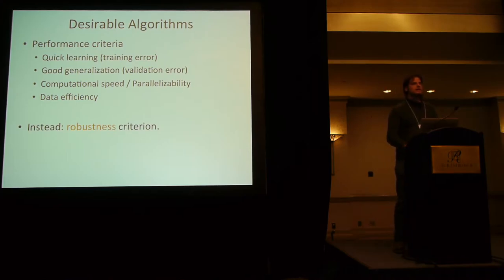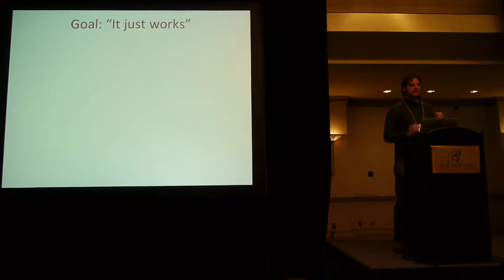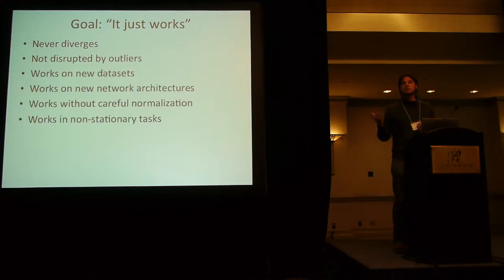And what I mean by that is I would like a stochastic optimization algorithm that just works, so that it works out of the box, and in a number of different ways. So it never diverges, it's not disrupted if there are outliers in your data, so you don't have to be careful about cleaning things up before you start the training. It works if you apply it to a new set of data. It works if you change your architecture, to swap out different kinds of nonlinearity. It just keeps doing the right thing. Even though the performance might not be perfect, it just works out of the box. So that's the idea I would like to impress on you: that this might be a useful criterion to go for as well.